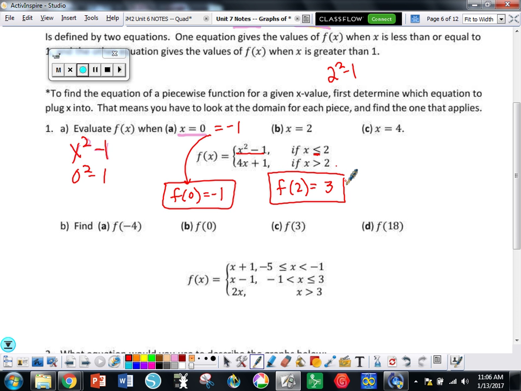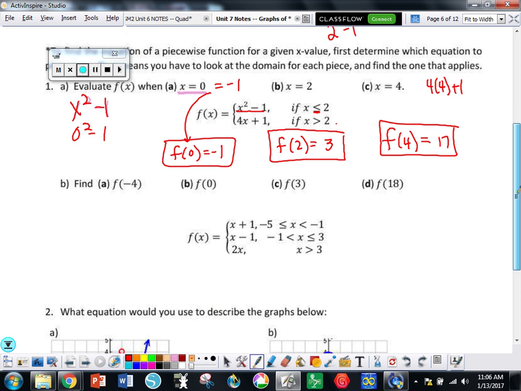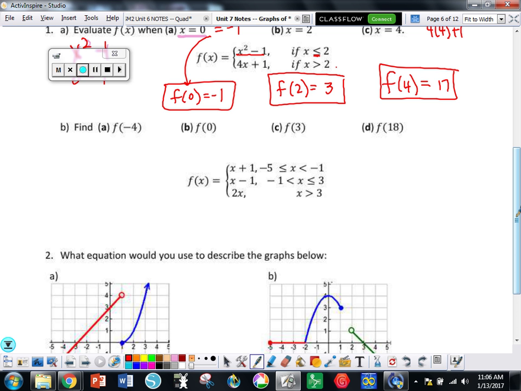Any questions with that? Does that make sense? How you decide what goes where? What about x equals 4? Which function would you use there? The bottom, because this is all of the values greater than 2. So 4 times 4 plus 1 would equal what? 17. All right, on your own, will you please try part B?